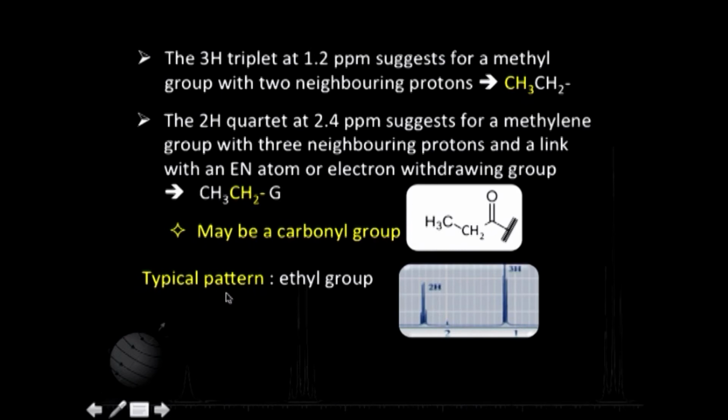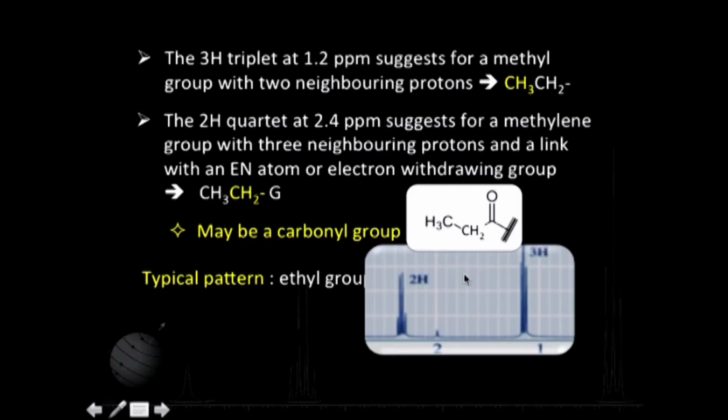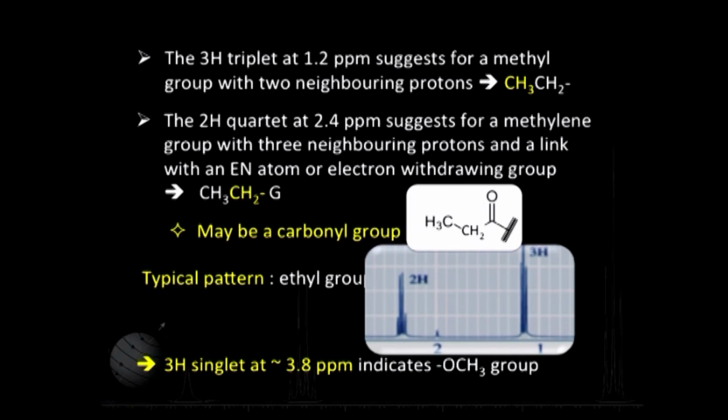Now, next what we look for is that in this spectrum there is a typical pattern. A typical pattern of the ethyl group, because there is a 3 proton triplet and a 2 proton quartet. That is typical of ethyl groups, and we see that in our spectrum also. So, that indicates that this molecule contains an ethyl group. The third signal we have is a 3 proton singlet at 3.8 ppm. 3.8, again, I am sure you got suspicious of this to be an O-methyl group there.